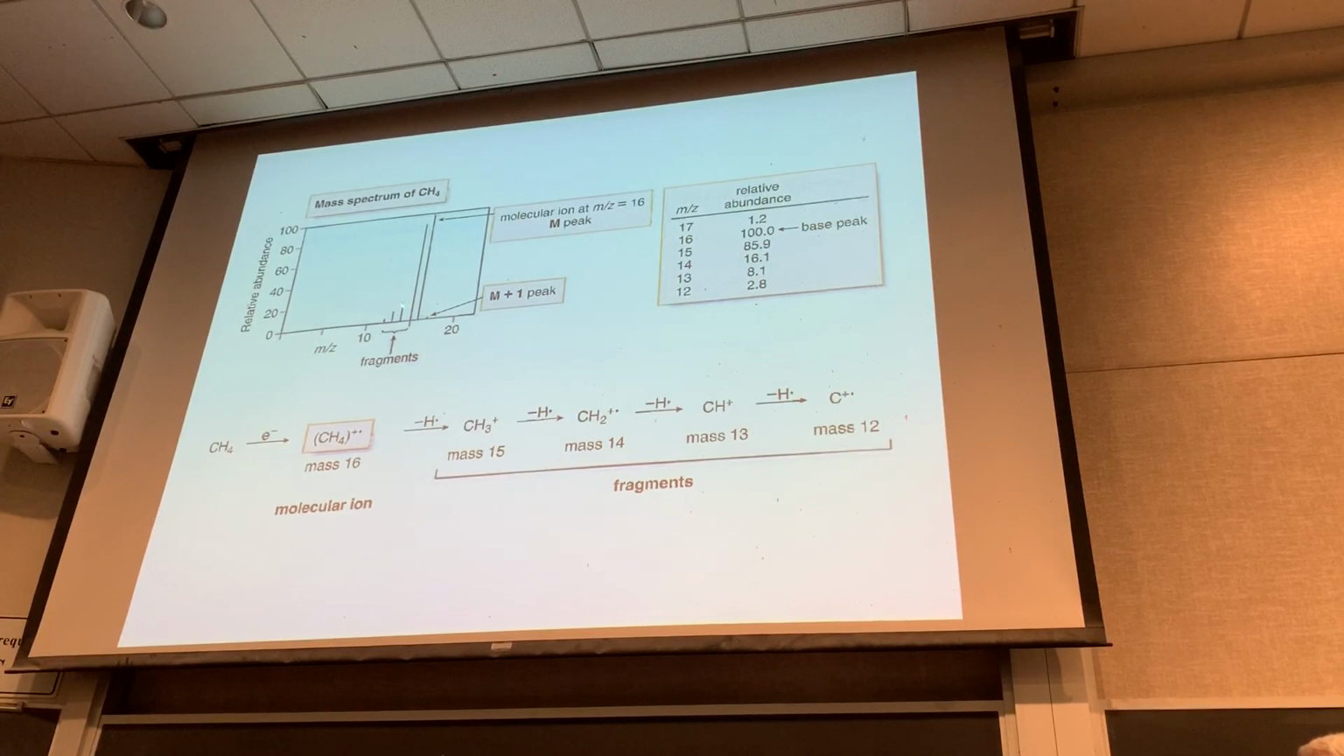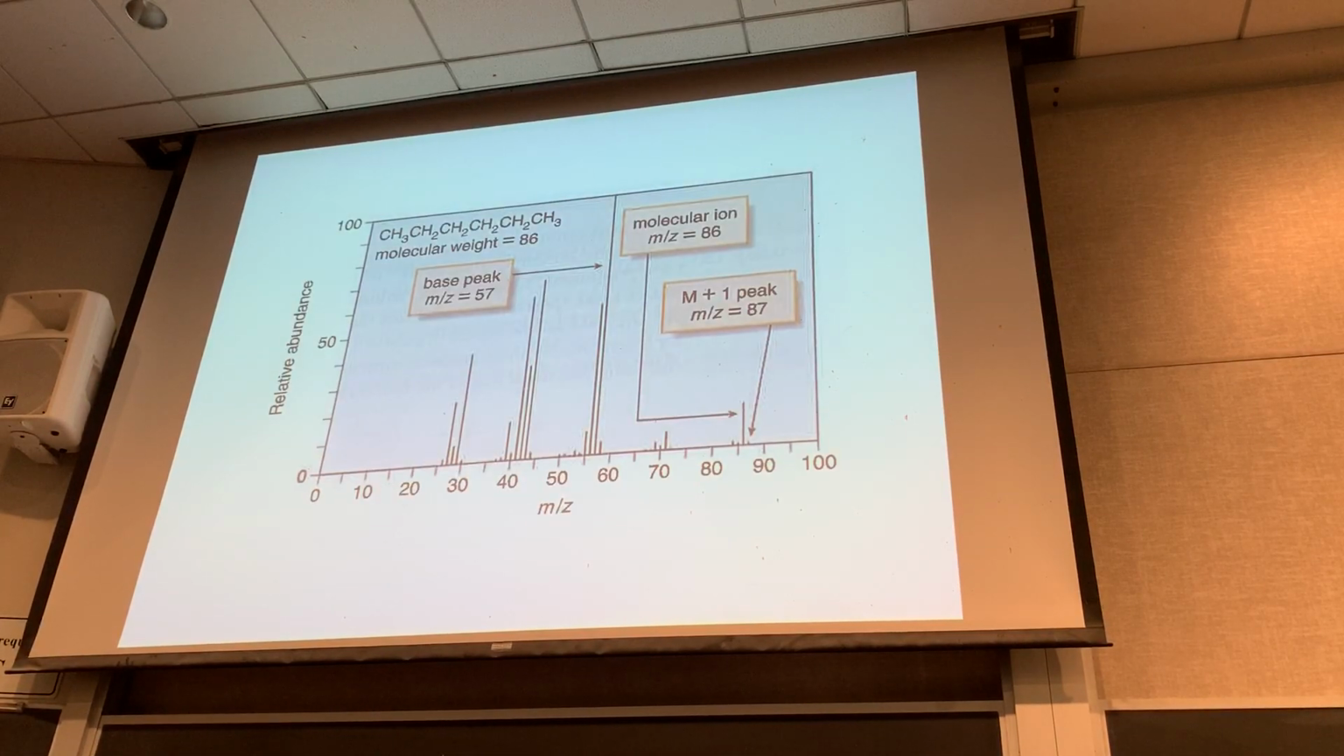That's 14, it's there too, it's less abundant, and so on. We can go down to the methine cation, and then down to the atomic carbon cation, which is also very, very tiny there. But again, that's the mass spec of methane there. Let's look at some other more complicated ones here, and this is for hexane.